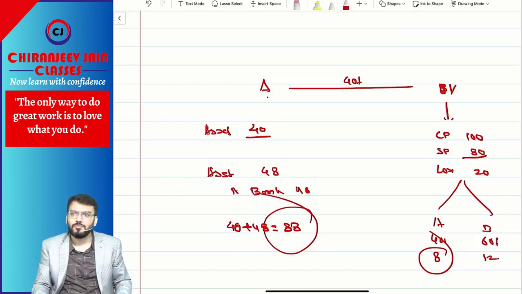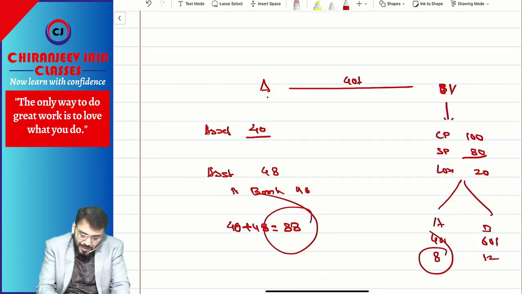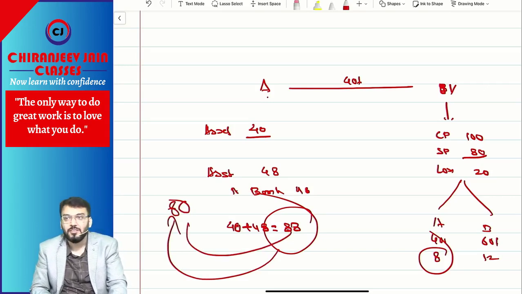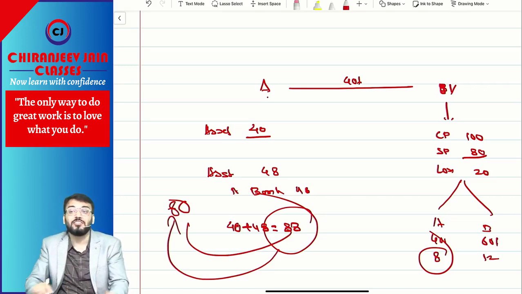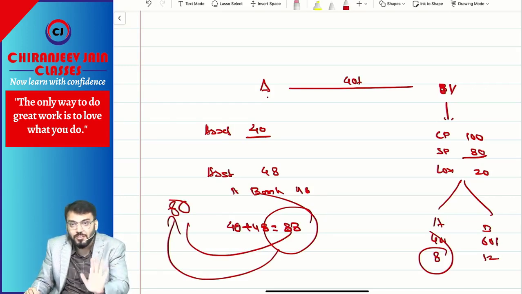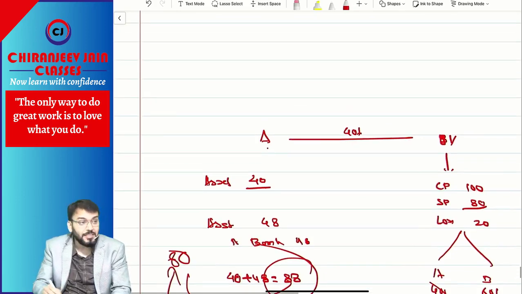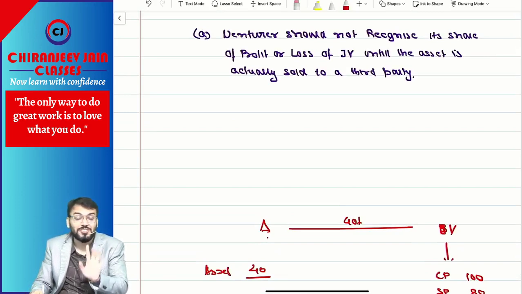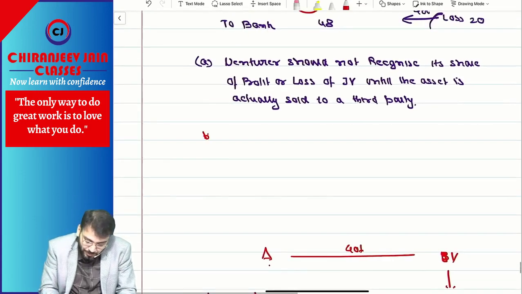Now this asset is sold to a third party, so now they will recognize the loss. Suppose now A Limited has sold this asset at 80 rupees. So 8 rupees loss they will recognize now. Once it is sold to a third party, they will recognize their share of loss. Now understood? Correct.